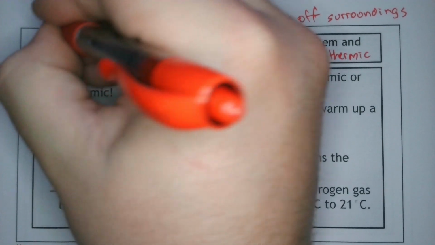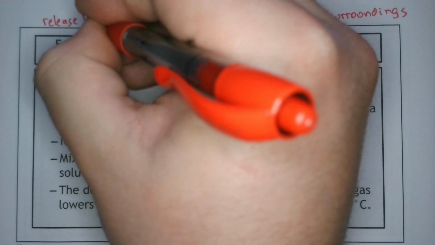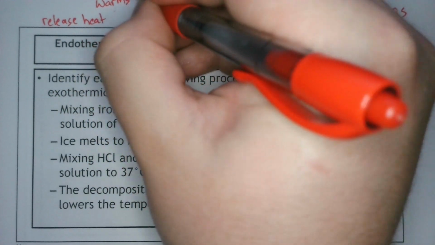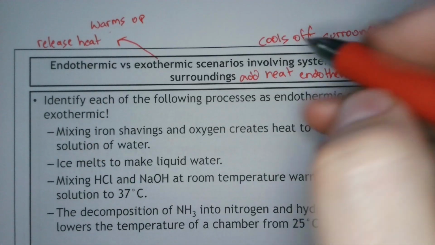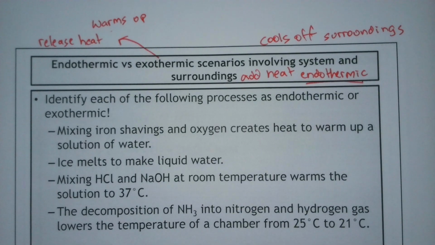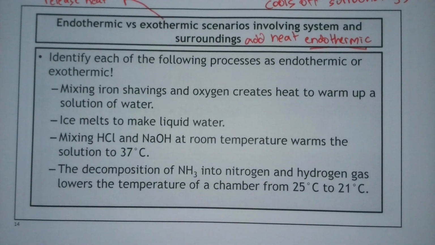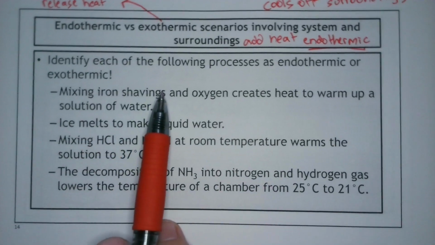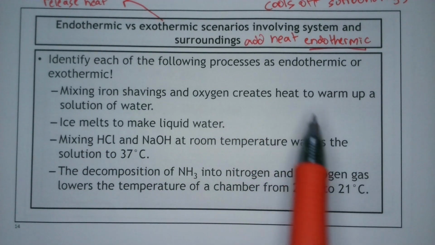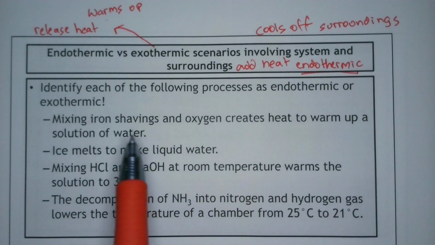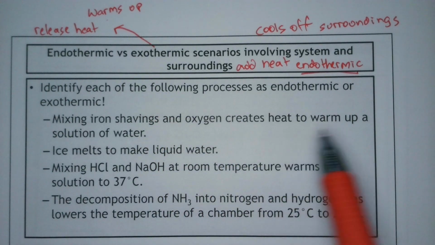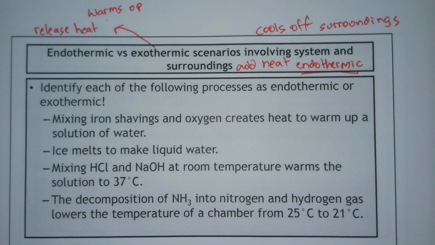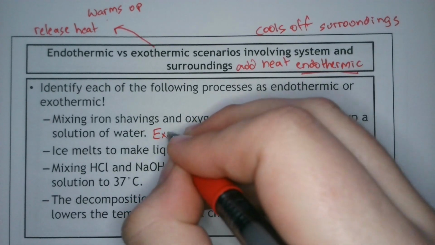Exothermic means you release extra heat, which warms things up. So that's kind of how I think about exothermic versus endothermic. For each of these examples, that's kind of what I'm looking for. Mixing iron shavings and oxygen creates heat to warm up a solution. By both definitions, mixing iron shavings and oxygen creates heat. That means heat's a product. That tells me it's exothermic. And it warms up a solution, which also tells me it's exothermic. So the first one is definitely exo.